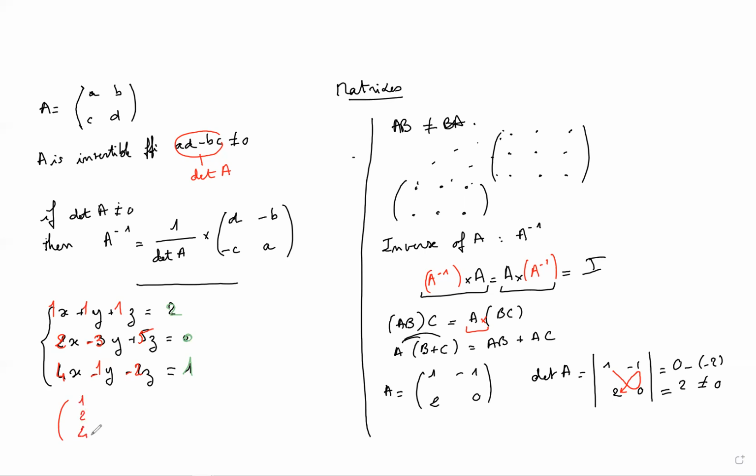1, 2, 4, 1, minus 3, minus 1. I'm taking the coefficients here. 1, 5, minus 2, times the column matrix. It will be a row matrix, X, but you can write it as a row matrix or as a column matrix. It doesn't make a difference. X, Y, Z, and it will be equal to the column matrix 2, 0, 1. This matrix will very often be called A. This one will be called X, and this one will be called B.